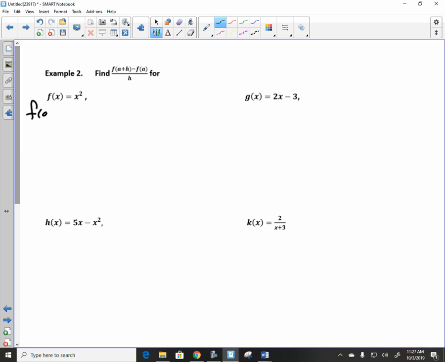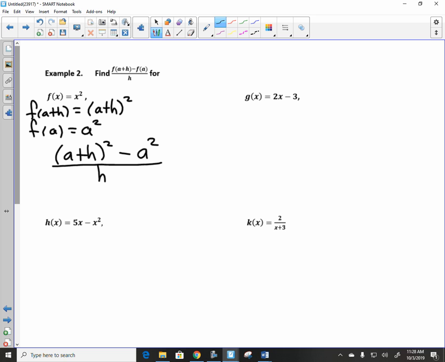I start off by determining what is f of a plus h. And I don't have to necessarily expand it out. I just want to plug it in. So if I take a plus h and put it in for x, I get a plus h quantity squared. I now know f of a plus h. The next thing I want to determine is f of a. What do I get if I plug in a? A squared. So now what we want to do is take what f of a plus h was, which was a plus h squared. We want to subtract f of a, which is a squared, and we want to divide it by h.